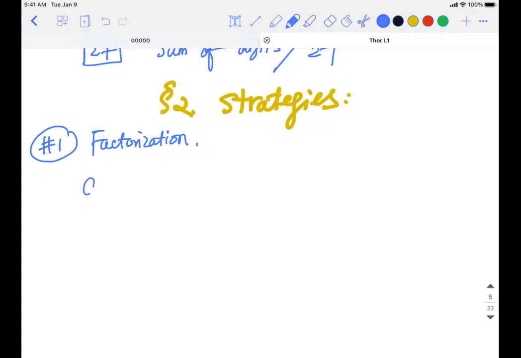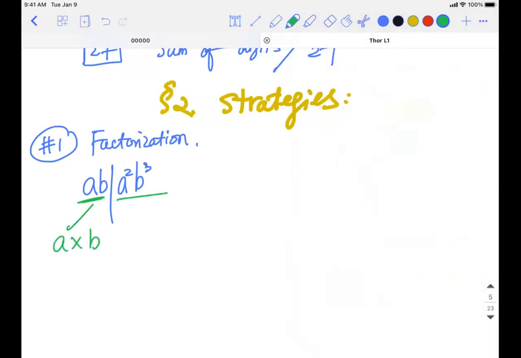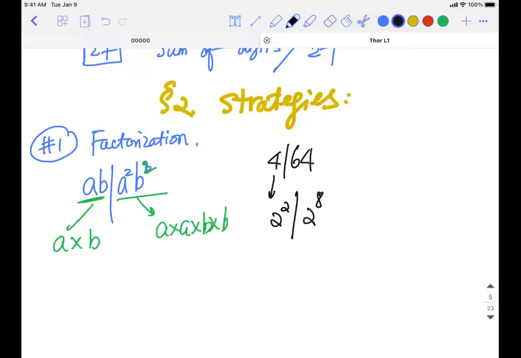I'll give an example. Let's say AB is divisible by A squared B squared, something like that. Your first reaction is, okay, AB can be written as A times B, right? A squared B squared is A times A times B times B. As long as you have some numbers that are not prime, maybe you can try to do some factorization. For instance, I say 4 is divisible by, I don't know, 64. That being said, 4 is 2 to the power of 2, and 64 is 2 to the power of 6. Try to do some factorization. Hopefully, after the factorization, you can make our life a little bit easier. This is a common strategy. People keep seeing that in AMC 10, Cayley level math competitions.